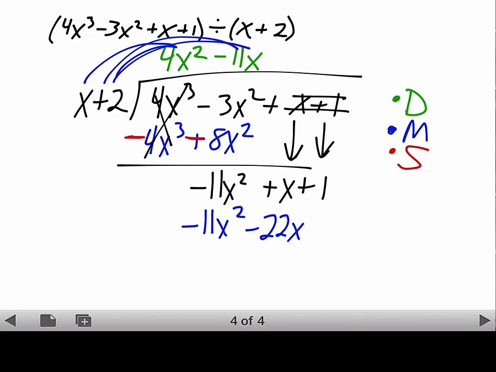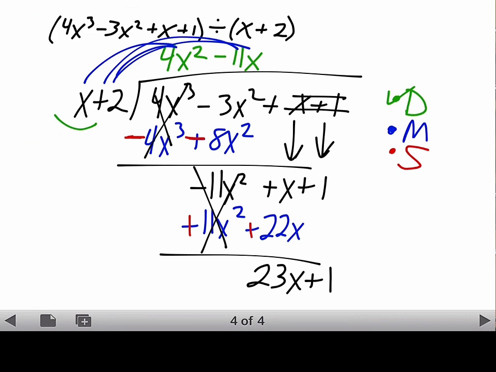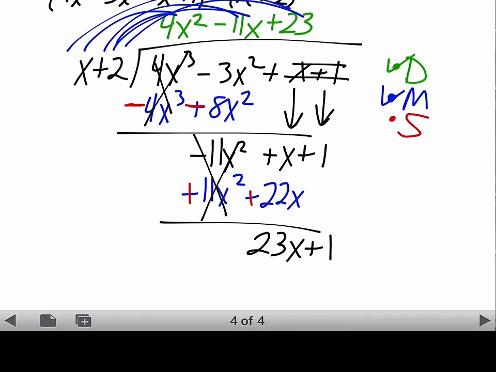And then for the subtract, we're going to just change those signs there. The x squared terms go away. We have 23x plus 1. Divide yet again. X into 23x. Well, that's going to give me a positive 23. Multiply yet again. And let me scroll that up just a touch. That gives us 23x plus 46.